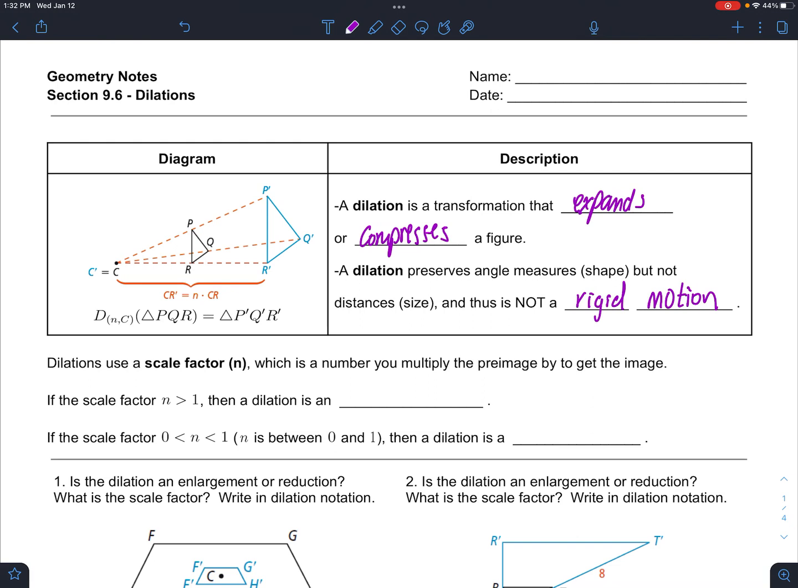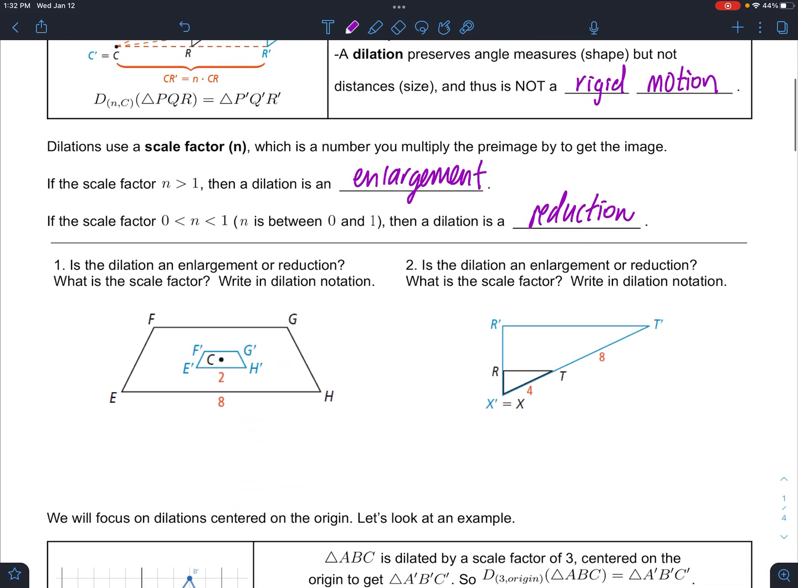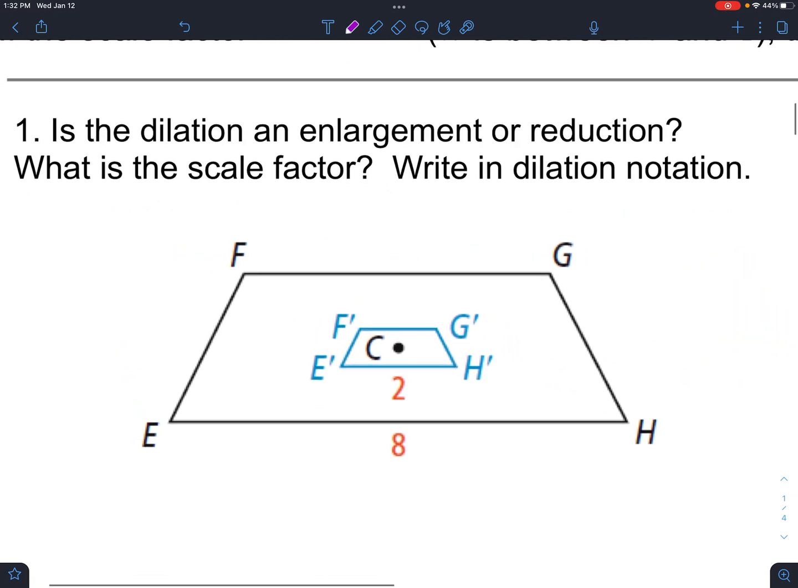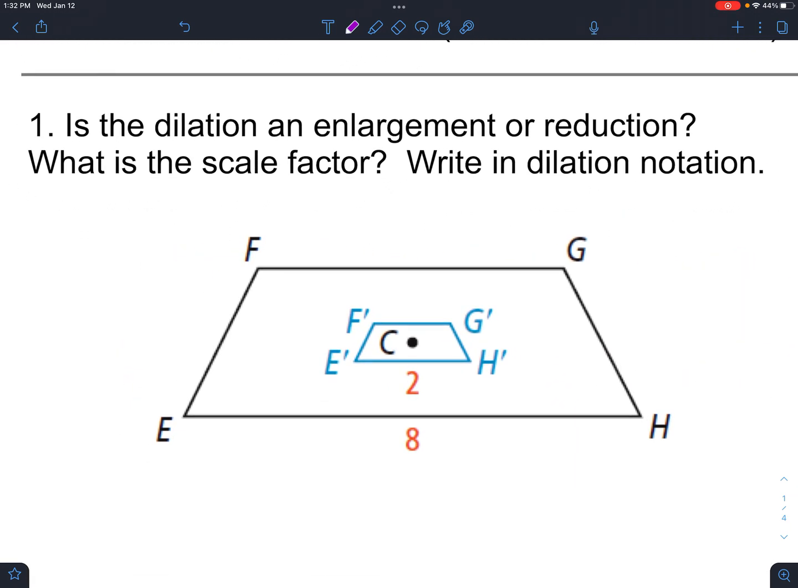So if the scale factor is bigger than 1, like it is up here in this picture, we call this dilation an enlargement. And if it's between 0 and 1, so a proper fraction, then the dilation is a reduction or a shrink. Okay. So if we look here and say, is this dilation, enlargement, or reduction? So we're going from black to blue here because E goes to E prime and F goes to F prime and so on. So the blue is a lot smaller, so we're going to call this a reduction.